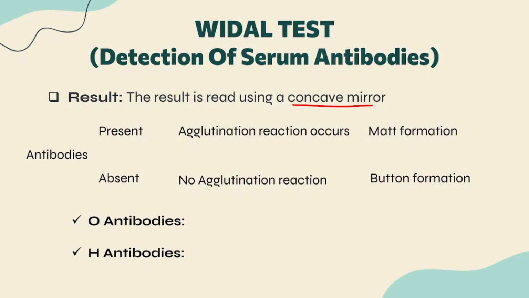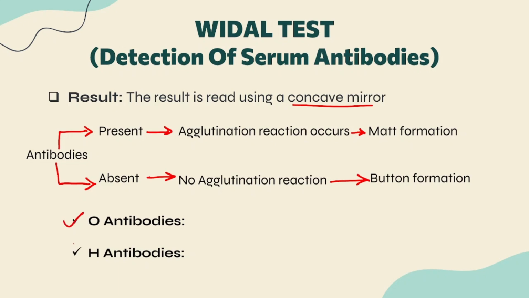So what is the result over here? There are two possibilities. Either the serum is going to have the antibodies, or the serum is going to lack the antibodies. So suppose the antibodies are present, meaning agglutination will take place, and that will result in mat formation. On the other hand, if the antibodies are absent in the serum, meaning no agglutination reaction occurs, that will result in button formation.